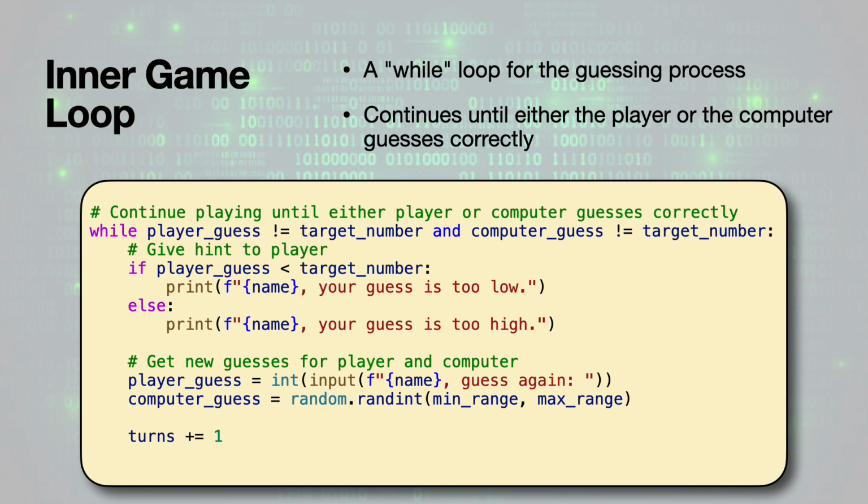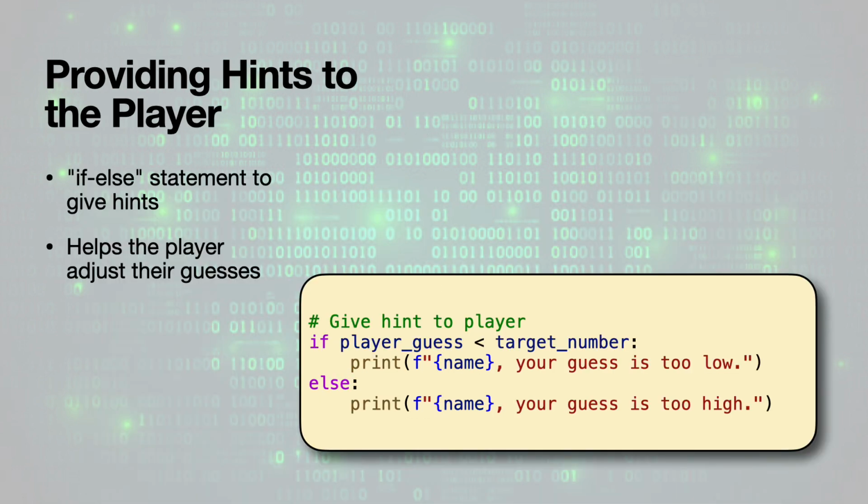The inner game loop is controlled by another while loop. This is nested inside the first one. This loop continues running until either the player or the computer guesses the target number correctly. This is where the actual guessing process takes place. We use an if-else statement to provide hints to the player based upon their guess. These hints inform the player whether their guess is too high or too low, helping them adjust their future guessing accordingly.